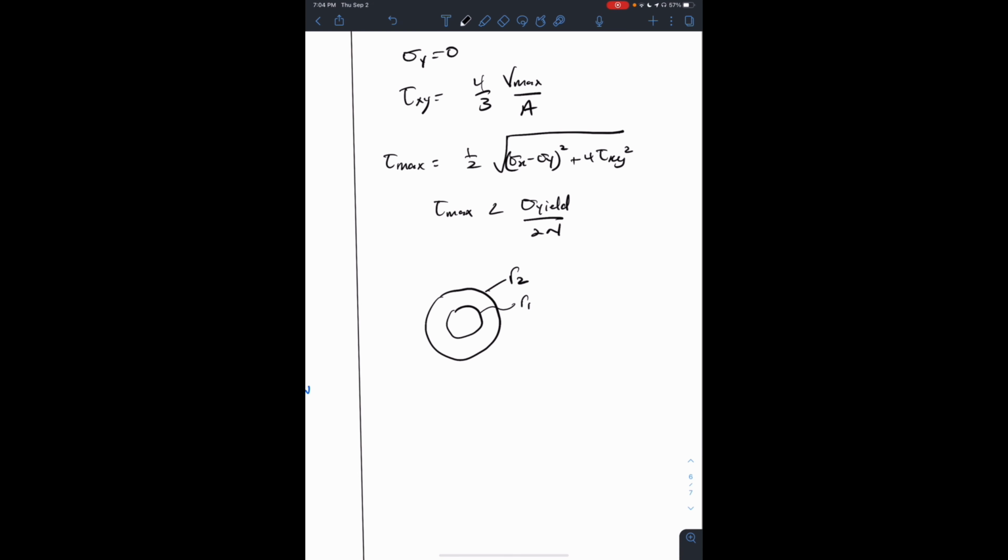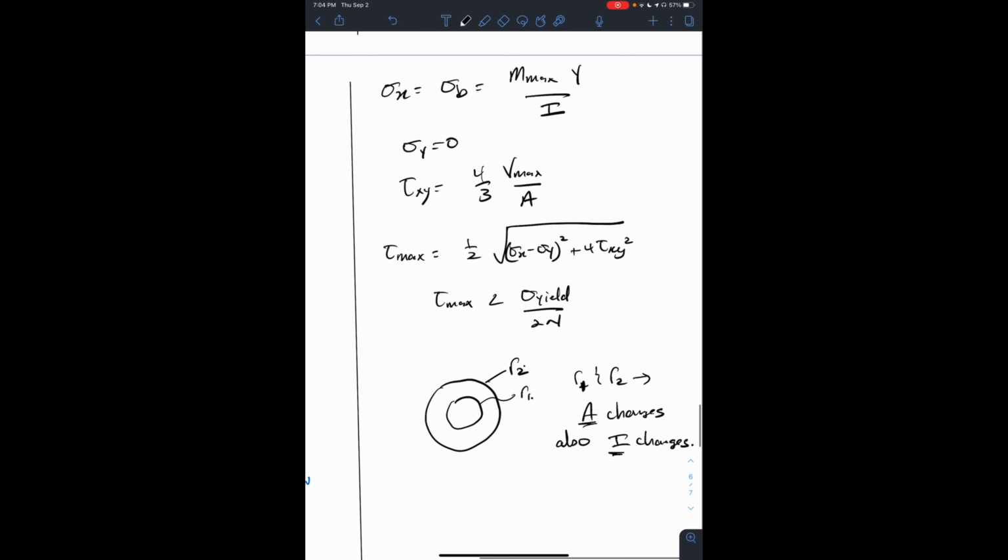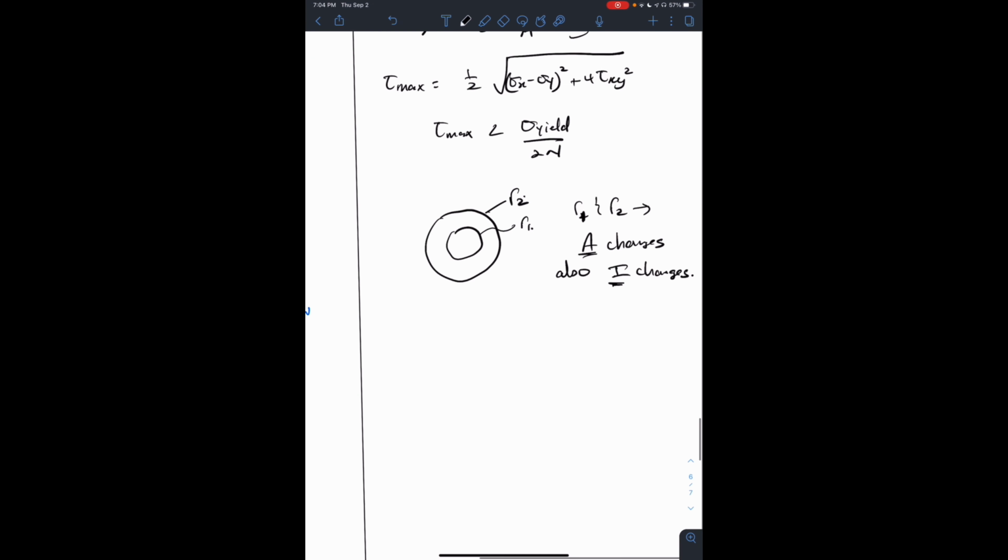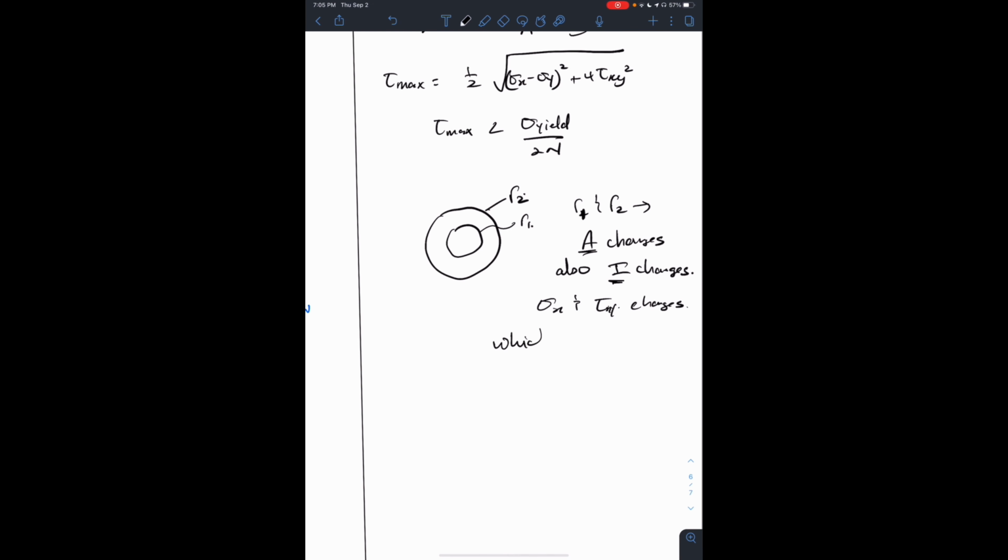Again, we keep changing R1, R2. So when R1 and R2 change, that means A changes. Also, I changes. So if A changes and I changes, you could see from these two equations that the sigma x and your tau xy change, which would mean our tau max would change.